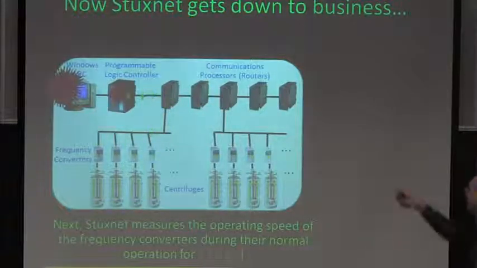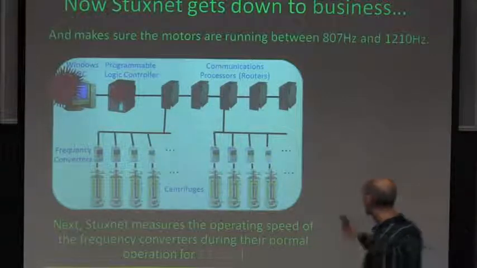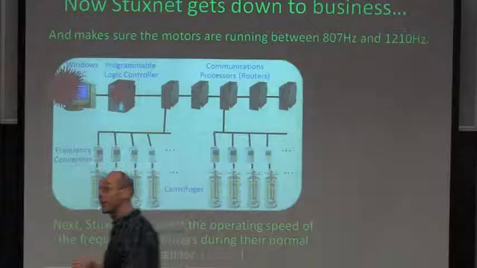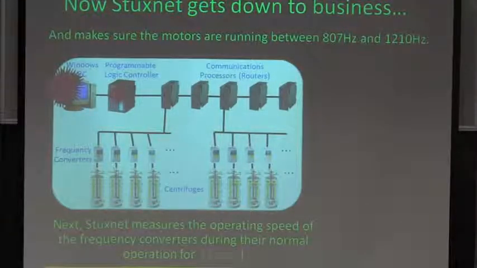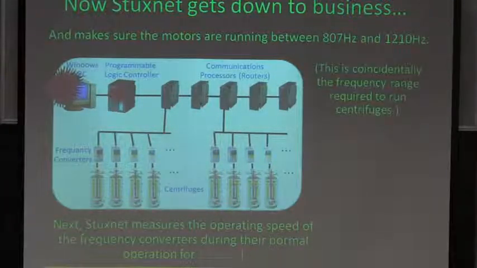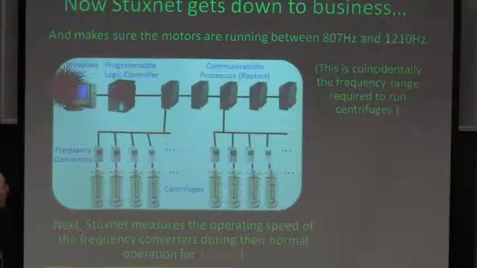So Stuxnet is measuring all that telemetry, and it's saying, oh, these things are spinning at this rate. Maybe they're spinning at 50 hertz. Maybe they're spinning at 1,000 hertz. It's measuring this. Okay? And it makes sure that the frequency converters are spinning the centrifuges, or what it thinks are centrifuges, it's not sure yet, between 807 hertz and 1,210 hertz. Now, this is coincidentally the frequency range required to run centrifuges. That frequency range is the only frequency range that you can use to spin uranium. Okay? So it's looking to make sure that these devices are spinning at the right speed.